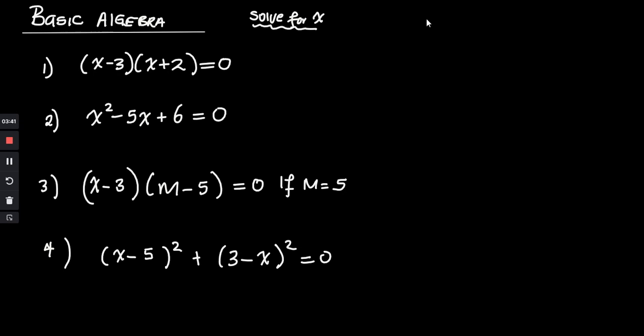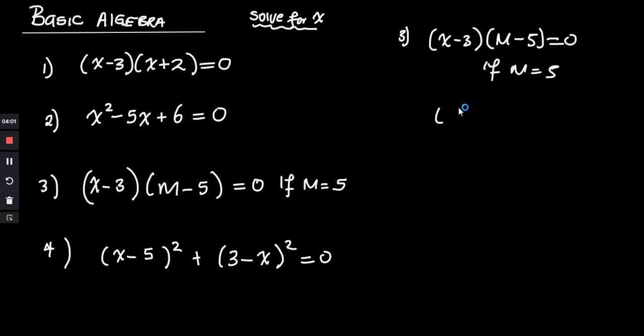For the third one, you're going to see what is really different with this one. You have (x - 3)(m - 5) = 0. We're going to be solving for x if m is 5. So if m is 5, we have (x - 3) times (5 - 5), which was there, equal to 0. So we have (x - 3) times 0 equal to 0. And we know that for any real number x, we're going to have a solution.